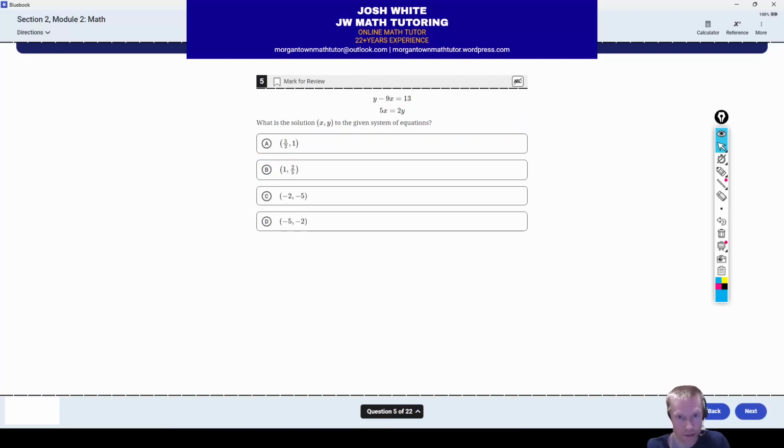Next up, number 5, we have a system of equations. We can do this multiple ways. If you want to solve this by hand, let's see here. How did I do this? I think I solved for y in the bottom one, and I got 5x over 2 equal to y. Plug that into the first equation.